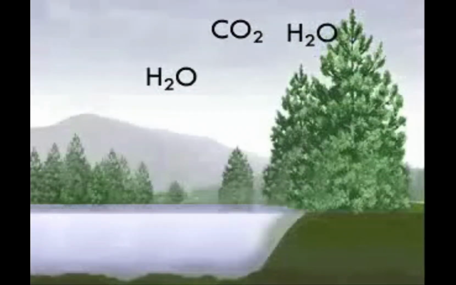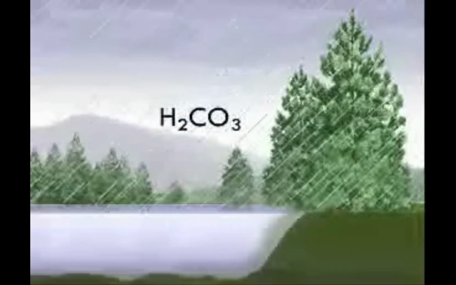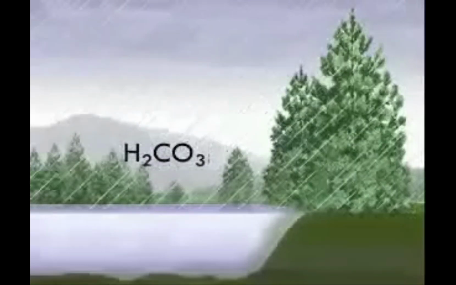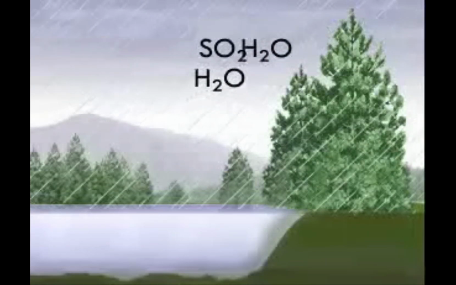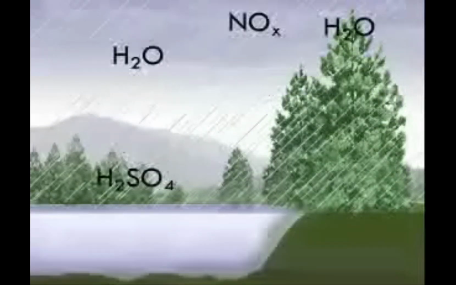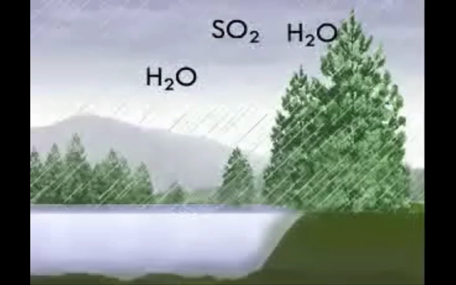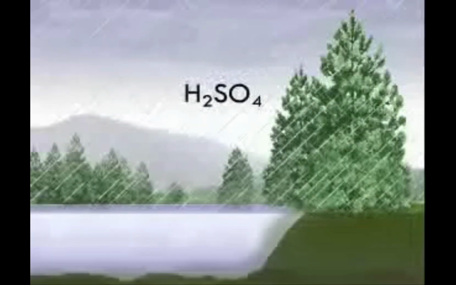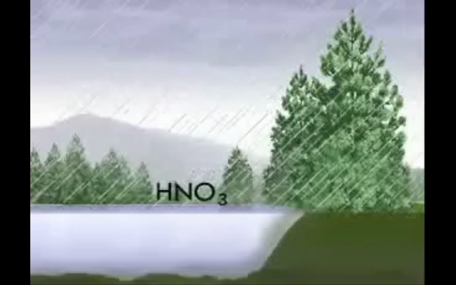Normal rain is somewhat acidic, having a pH of about 5.6. This acidity results from carbon dioxide in the atmosphere reacting with water vapor to produce carbonic acid. Acid rain has a pH below 5.6. It results from sulfur dioxide gas and gases of nitrogen oxides reacting with water vapor to form sulfuric acid and nitric acid respectively.